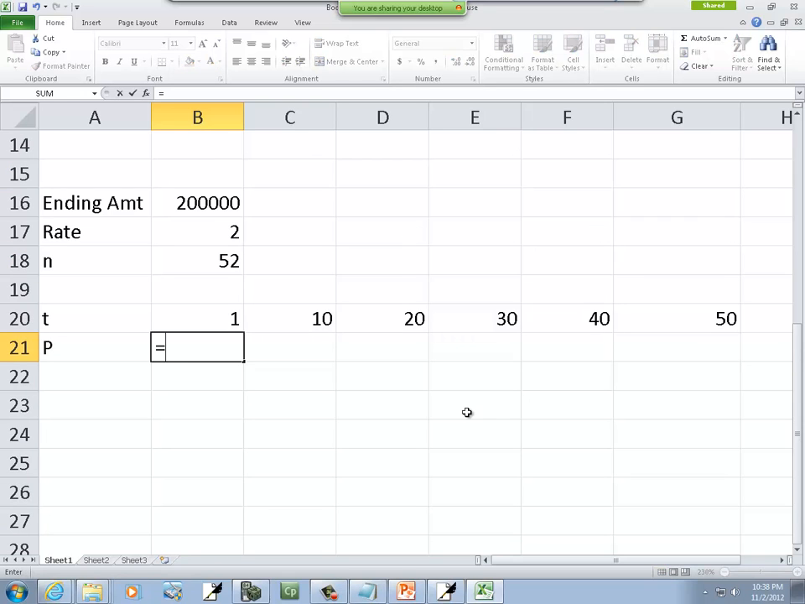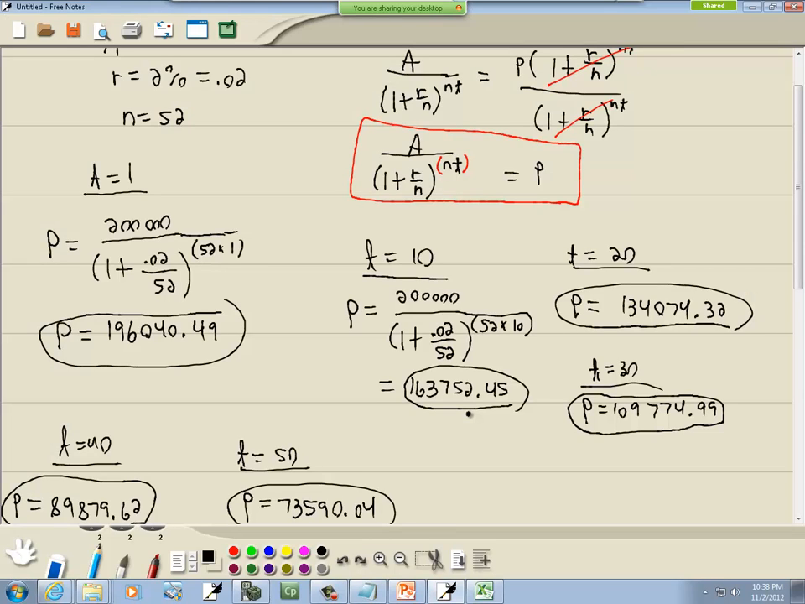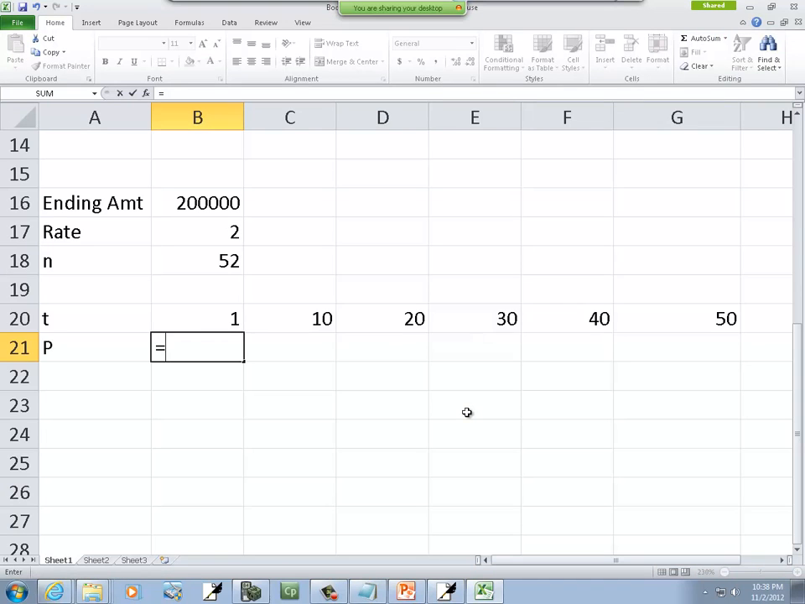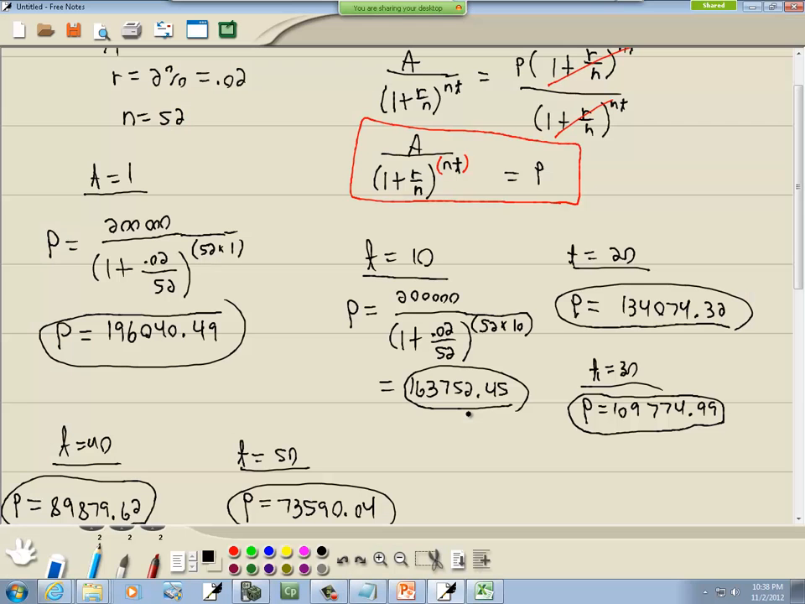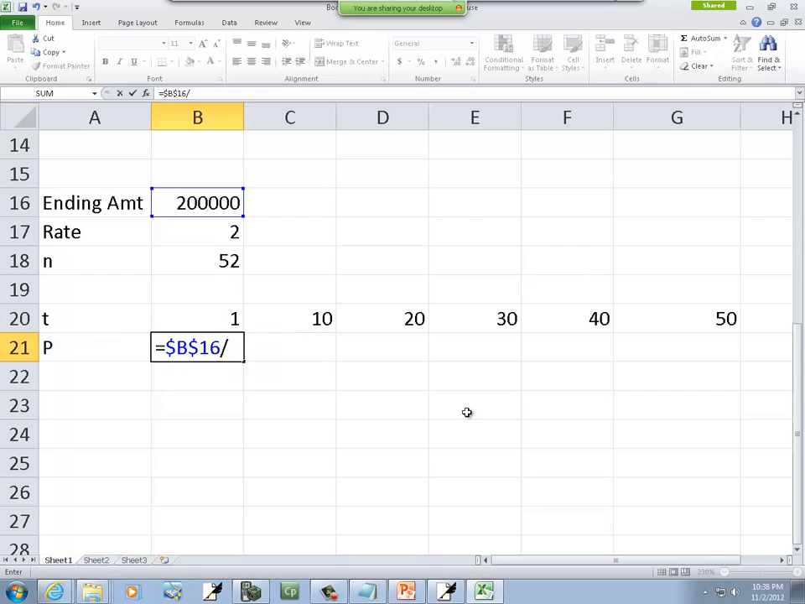And this will be equals. And let's go to our formula. It says A divided by. Well, A was in B16, so do $B$16, divided by. And we'll put a beginning parenthesis, 1 plus R. So I'm going to put parentheses around it. So I'll do beginning parenthesis, R, which is $B$17, divided by 100, close parenthesis. That part changes it to a decimal form.